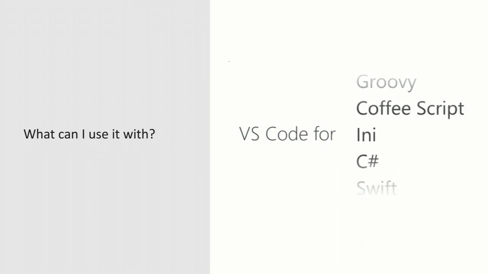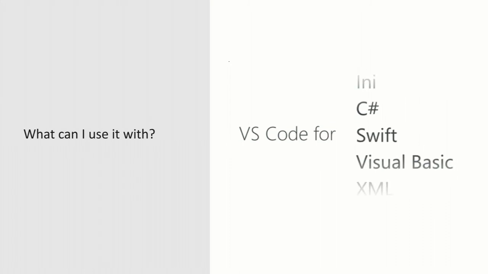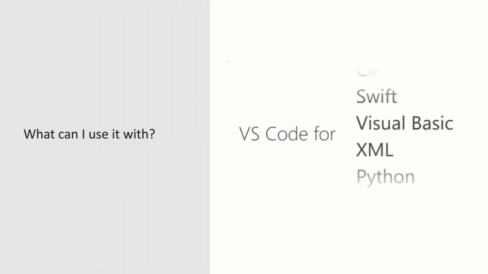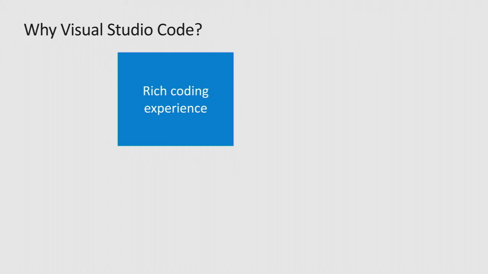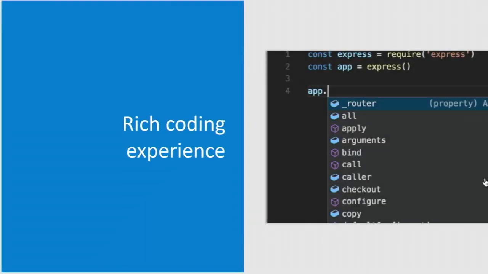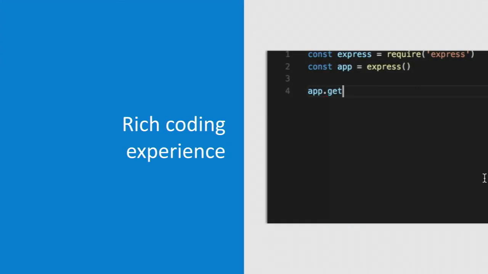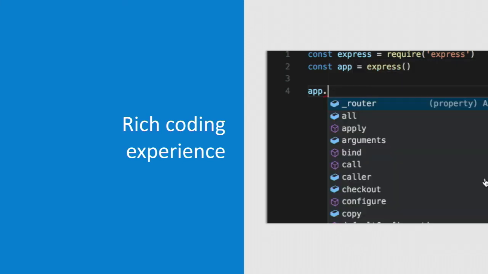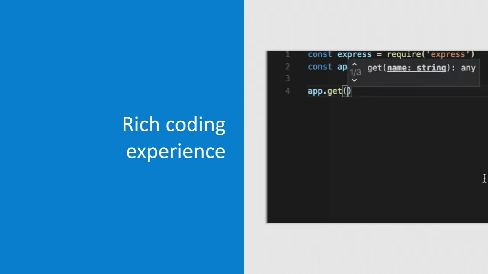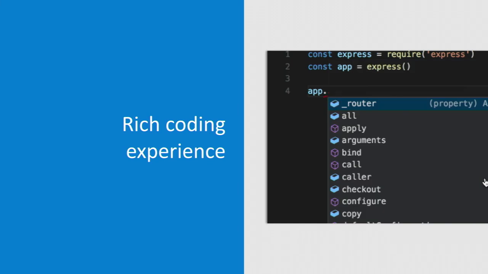So you can use it with all kinds of programming languages and environments that you want to work in. So what are the benefits of using Visual Studio Code over maybe Notepad or Vim? Definitely a rich coding experience. Visual Studio Code is not as heavyweight as Visual Studio, but you've got a lot of the same coding experience. And we're going to see this in the demonstration.